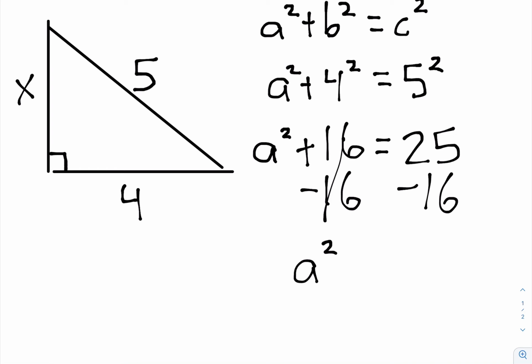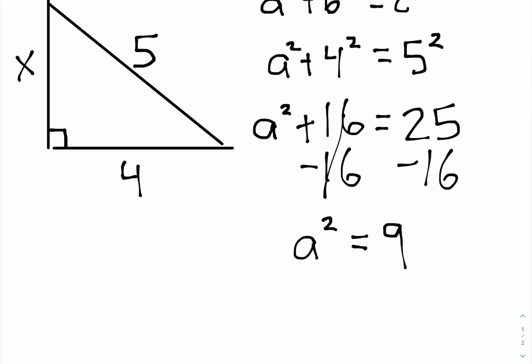And what you do on the left, you have to do it on the right. Okay, so the right side, we had 5 squared, it's going to be 25, and then we subtracted 16. So 25 minus 16 is going to be 9. Okay, so A squared, or X squared, right? A and X, it doesn't matter what you call it. The main idea is that it just represents this side length. So that side length squared is equal to 9.